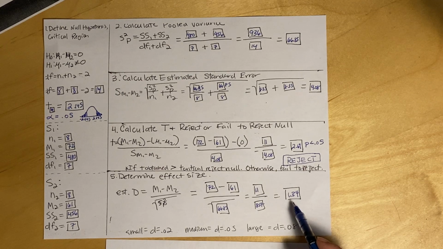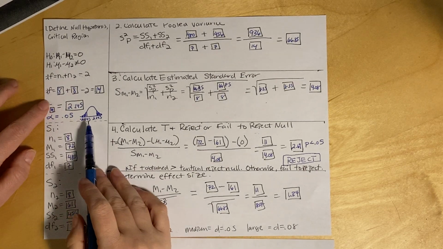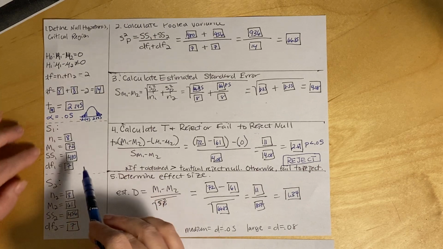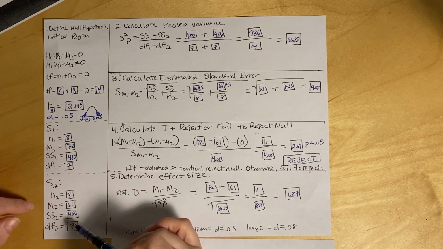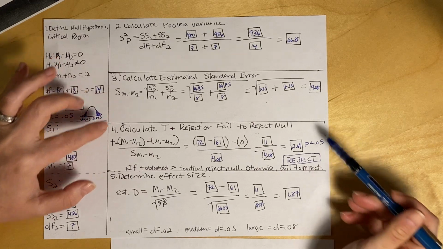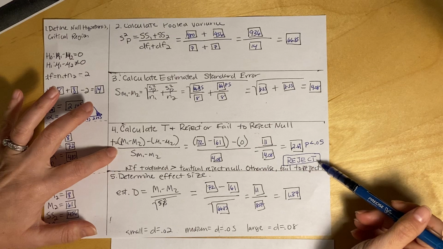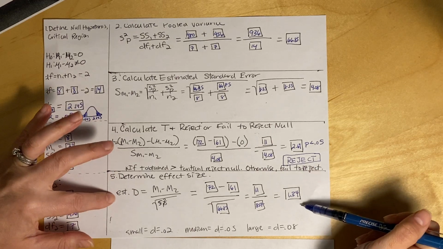So these are all the steps that you need to calculate a T: define your null hypothesis, set your critical region, include all the values that you've been given, calculate your pooled variance, calculate your estimated standard error, calculate your T, determine to reject or fail to reject, and calculate your effect size.